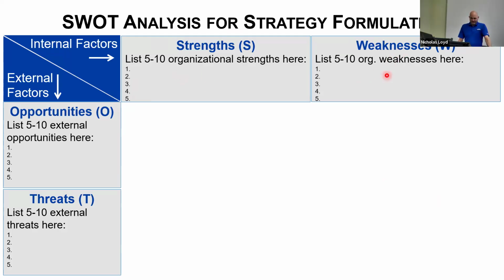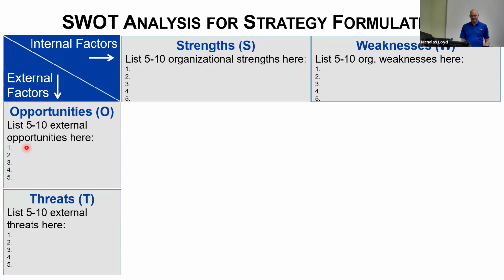Create strengths and weaknesses at the top and list 5 to 10 strengths that you think you have as an organization, and 5 to 10 weaknesses. Same thing on the opportunities and threats for the external factors. Here are 5 external opportunities based on what's going on right now that we can identify. But here are 5 threats that are happening based on things that are going on.